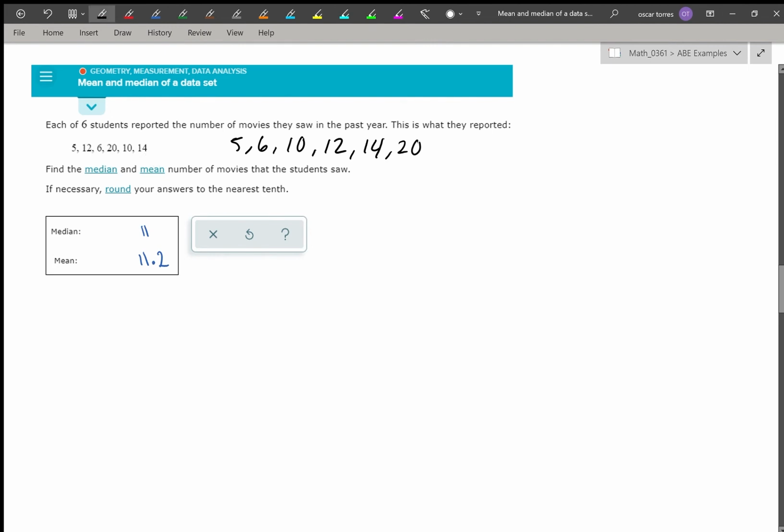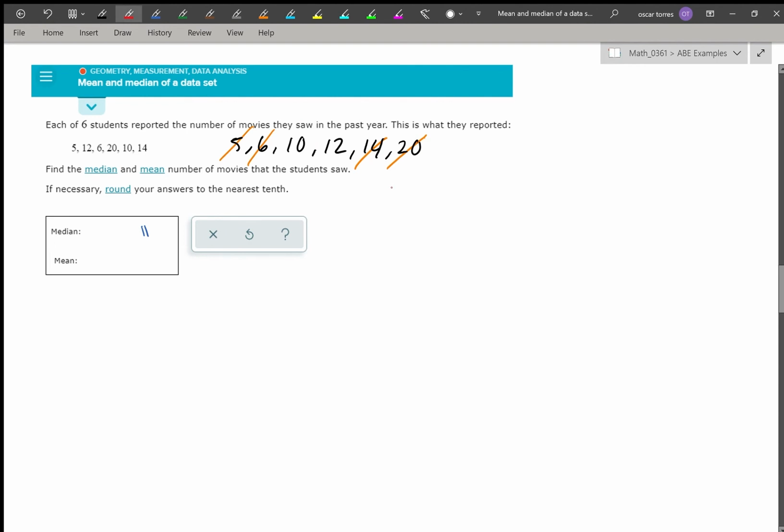Now I need to find the number that's in the middle. So I'm going to cross out a lowest number, a highest number, a lowest number, a highest number. Normally we would cross out a low number and a high number and look for the number in the middle. But the problem is there is no number in the middle. Instead, we're left with these two values, a 10 and a 12. So what I need to do is find the average between 10 and 12.